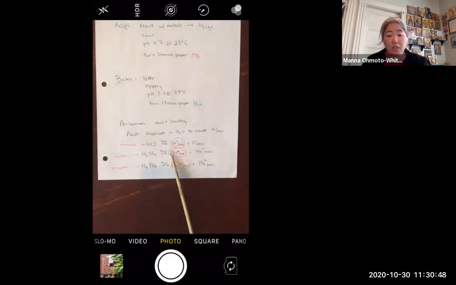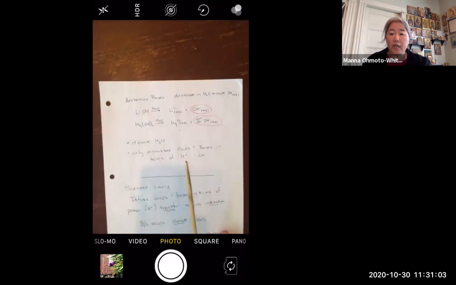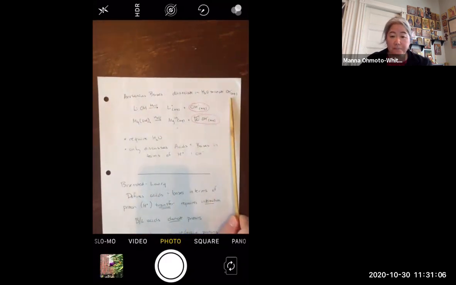Diprotic means that it can create 2 hydrogen ions or 2 protons. And polyprotic is just something that can create more than 2. I could call it triprotic, but we usually just call it polyprotic. Arrhenius bases, however, dissociate in water to create the hydroxide ion. So I have lithium hydroxide creating the hydroxide ion here, and magnesium hydroxide creating 2 hydroxide ions. Oddly enough, and I verified this, we don't call anything like dihydroxidic or anything. We seem to only care about the acids.